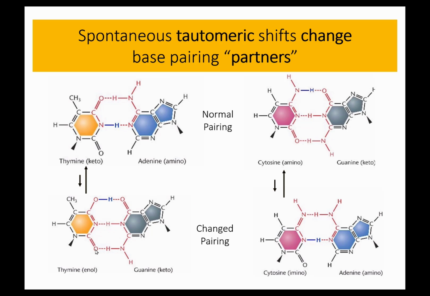The next concept we want to cover is how do you get point mutation via tautomeric shifts. So this is another way in which you get mutation. There's so many ways you get mutation. Isn't it scary? Like how many? It's like we're all doomed from the start, right?